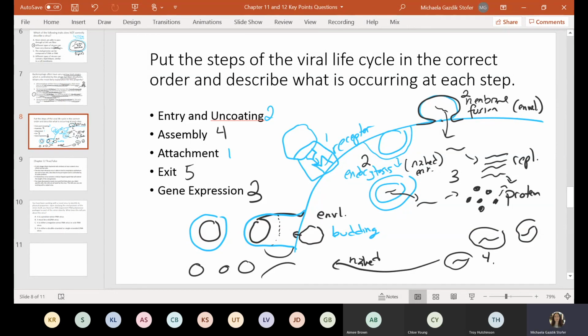Anyone else? I have a question. Yeah. So you said that when a virus enters by membrane fusion, is it envelope only or for both envelope and naked?